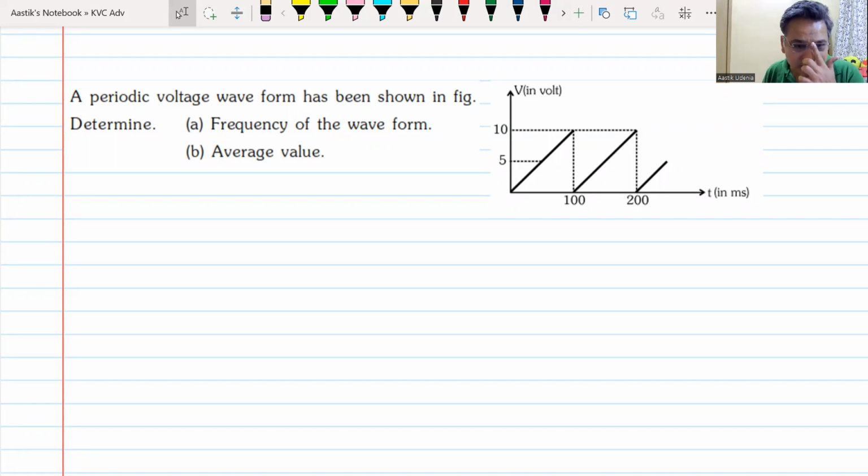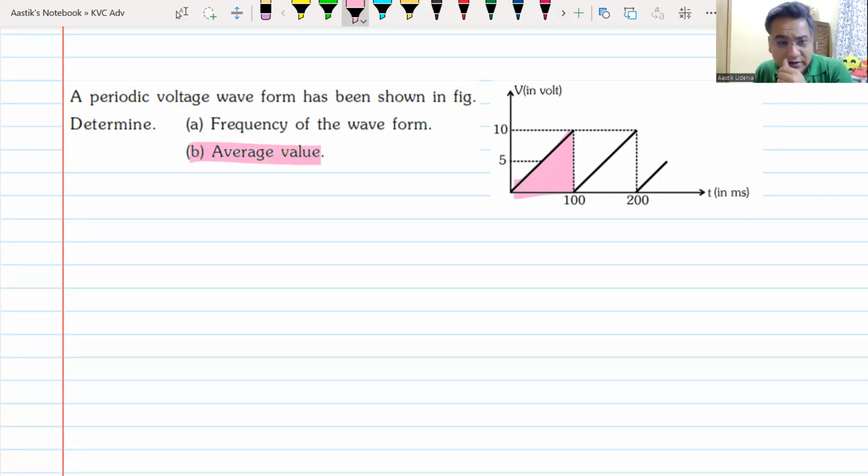Average value is 5 and frequency is 1 by 2. That is correct. Well done. Average value is 5. So how do you get the average value? You just have to find out the area of this triangle, half into base into height, and divided by that time. So you get the average value, I think 5 volt.